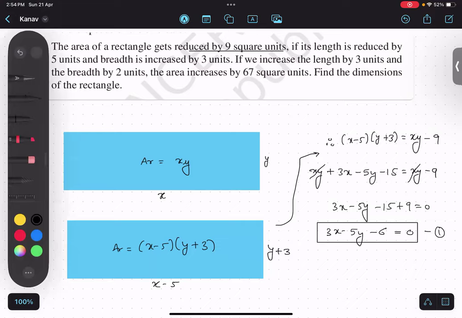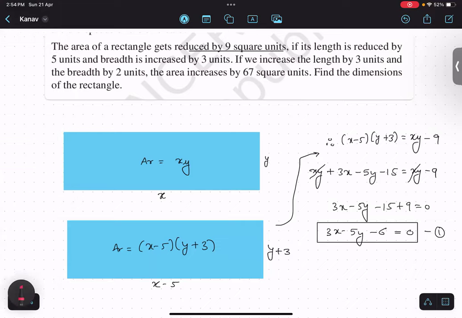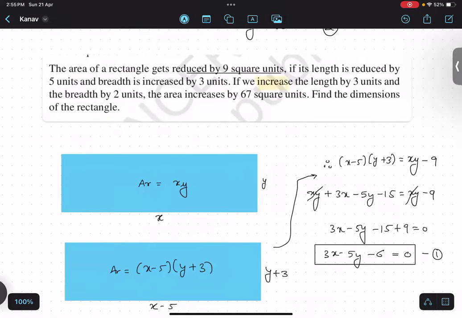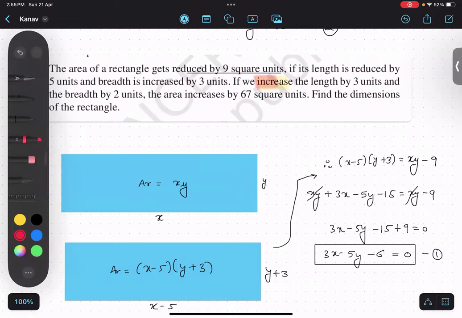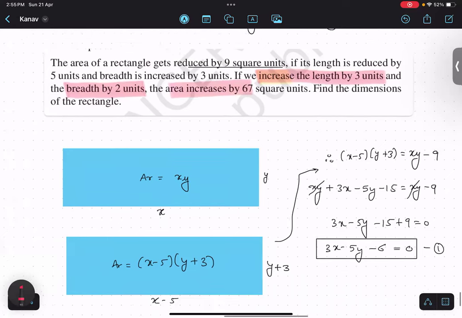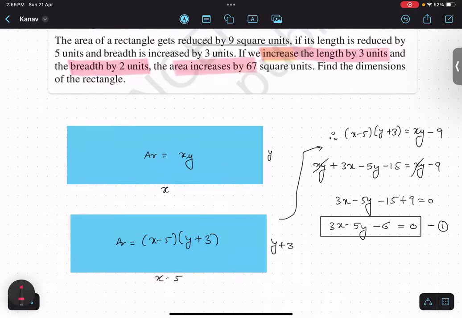Now based on this understanding, let us read the second part. Give me 1 minute. If we increase the length by 3 units and breadth by 2 units, so both of the things are increasing, the area increased by 67. So, can you tell me the second equation now? Giving you 2 minutes, copy this thing and then tell me the second equation.